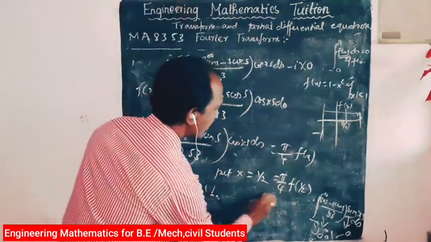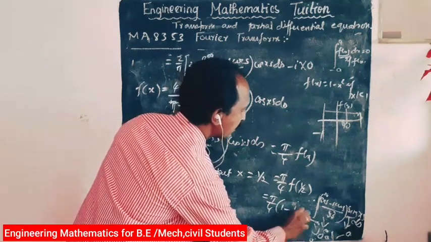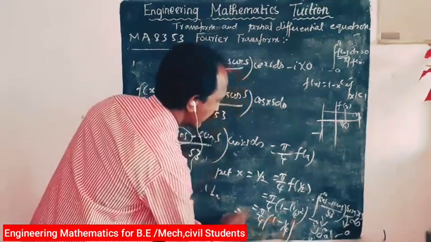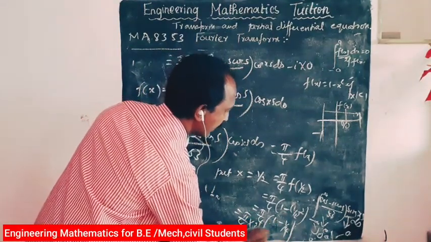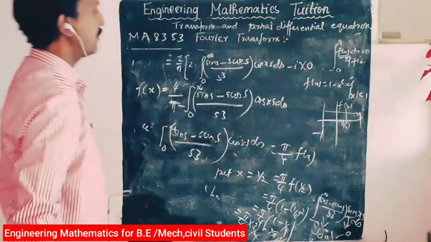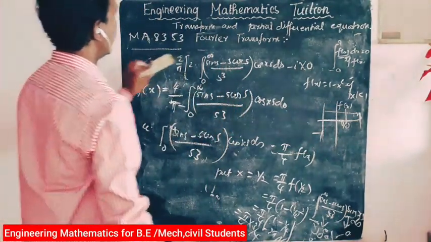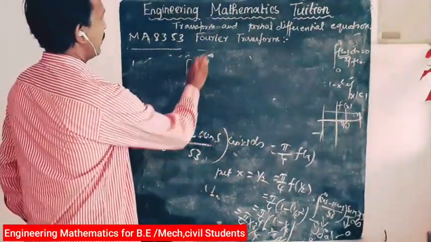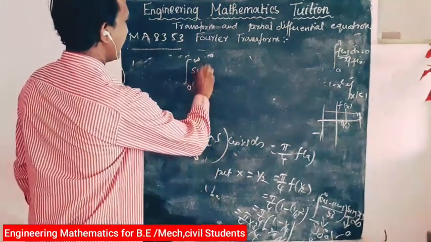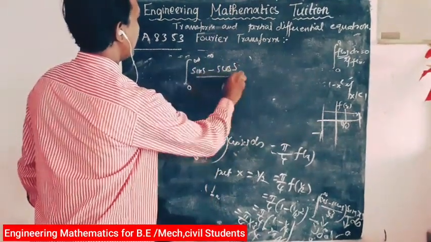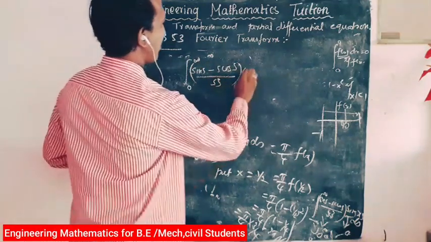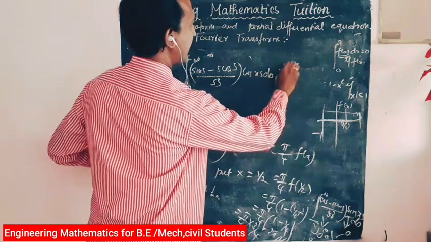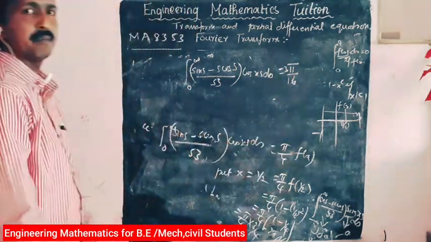So we write the value is equal to pi by 4 times (1 minus (1 by 2) the whole squared). So that is pi by 4 times (1 minus 1 by 4), that is pi by 4 times 3 by 4, so that is 3 pi by 16. So the answer is the integral of 0 to infinity of (sin s minus s cos s) by s cubed into cos xs ds, with the value 3 pi by 16.